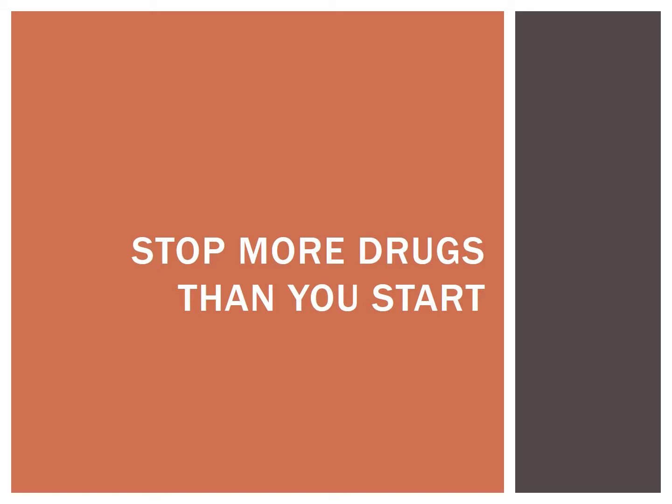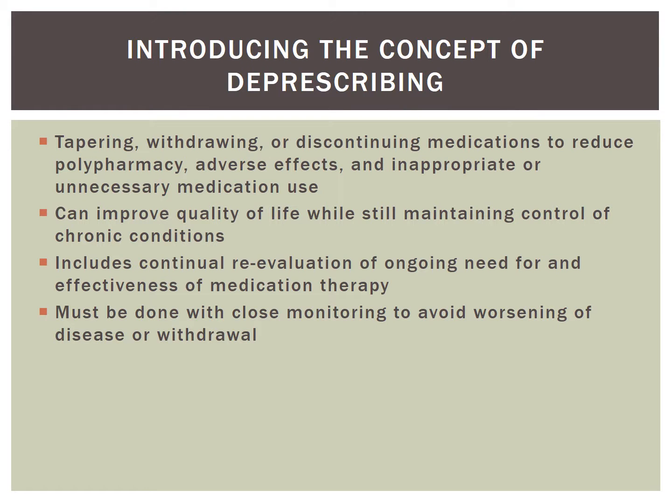The next mantra that I use when dealing with older adults is stop more drugs than you start. This brings up the topic of deprescribing. Deprescribing is tapering, withdrawing, or discontinuing medications to reduce polypharmacy, adverse effects, and inappropriate or unnecessary medication use. It can improve quality of life while still maintaining control of chronic conditions. It does need to include continual reevaluation of ongoing need for and effectiveness of medication therapy. It needs to be done with close monitoring to avoid worsening of disease or withdrawal.